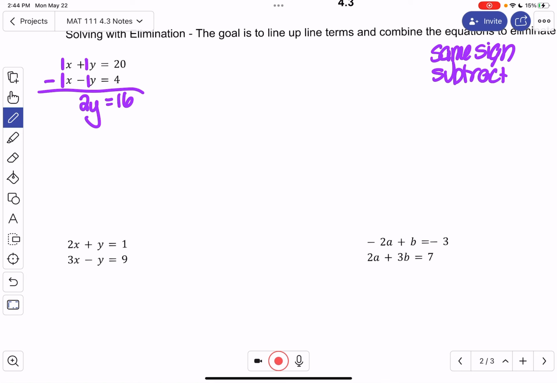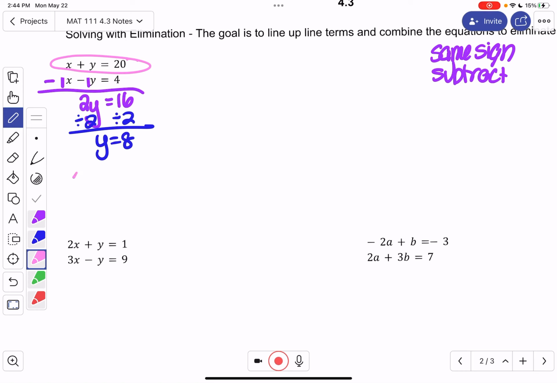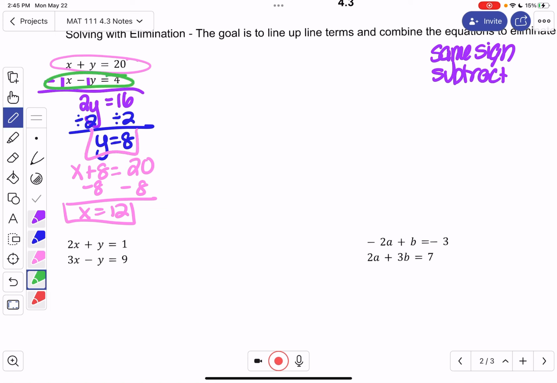Now I can solve this equation by dividing both sides by 2. And I get y equals 8. Just like with substitution, I can plug that into one of the original equations to solve for x. So x plus 8 equals 20. Subtract 8 from both sides. I get x equals 12. I can check that by plugging it into the other equation. So x minus y equals 4, and 12 minus 8 is 4. So that works.